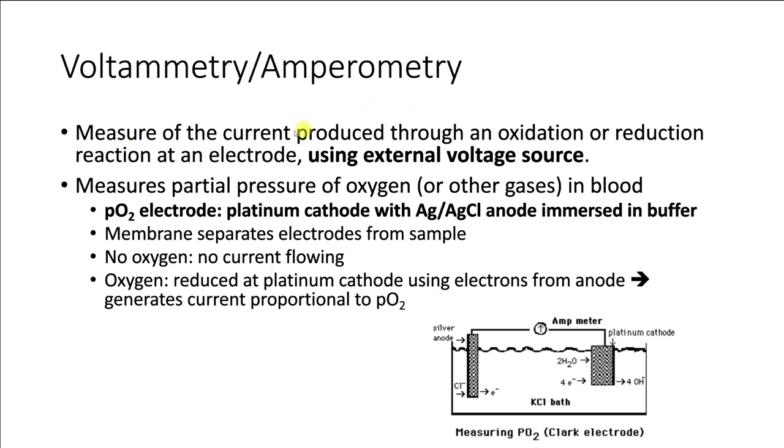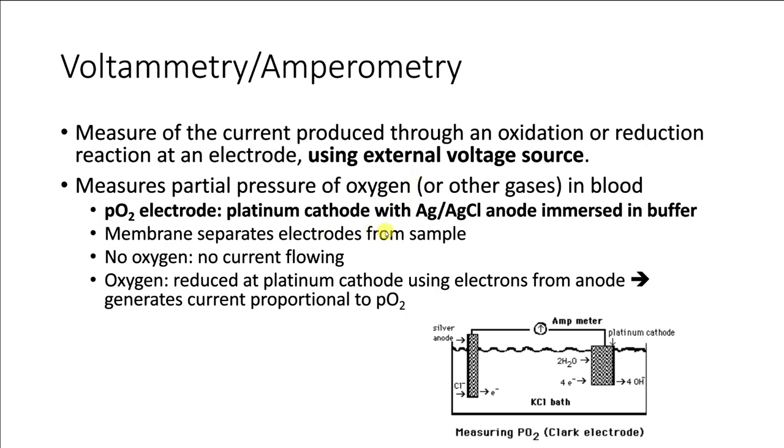Voltammetry or amperometry is the measure of the current produced through a redox reaction, an electrode, using some sort of external voltage source. So we're going to be powering it with some form of electricity that's outside of the reaction. So we'll use it for the partial pressure of oxygen or PO2 in blood.